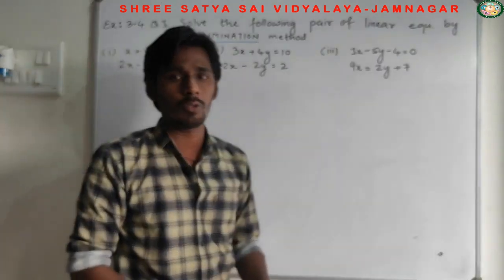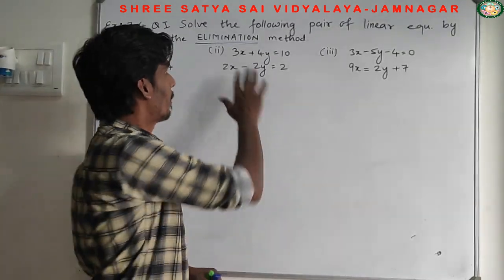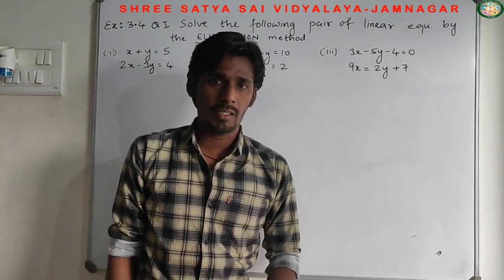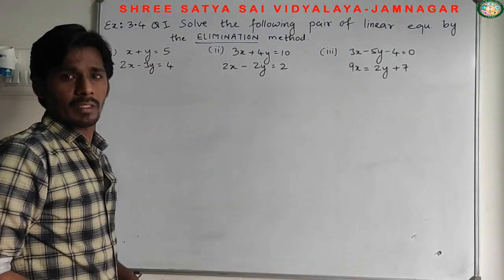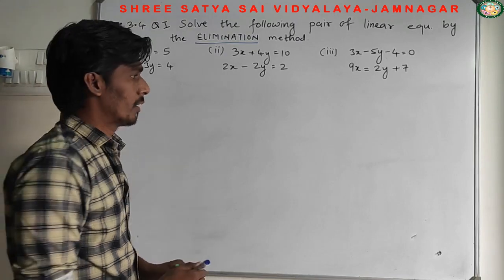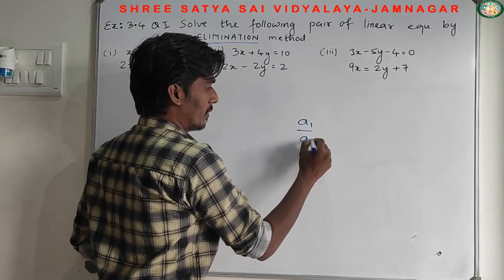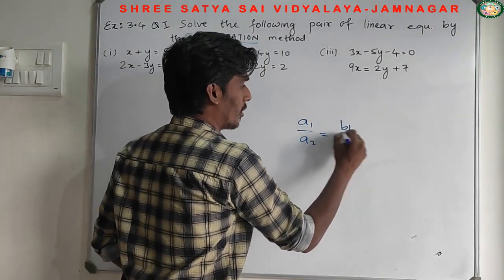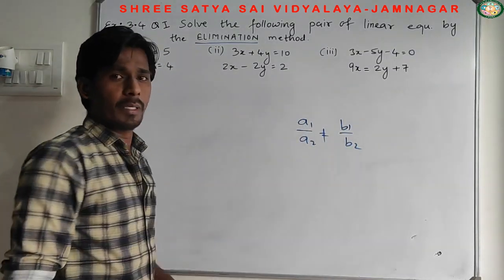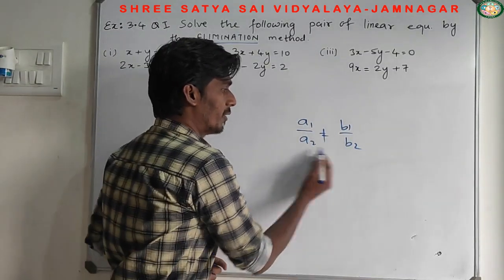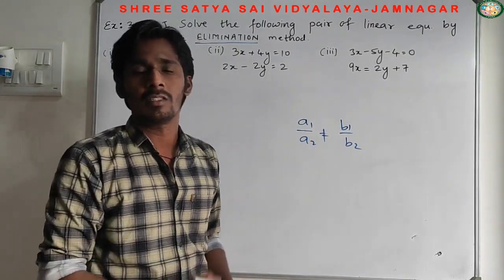So let us see how to solve these three pairs of linear equations in two variables by the elimination method. Let me try to explain this. The first step basically will remain the same: we always have to check whether the given equation has a unique solution or not. a1 upon a2 should not be equal to b1 upon b2. If these two are not equal, then only it is possible to find their solution.